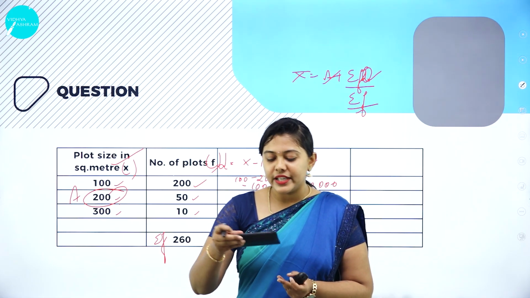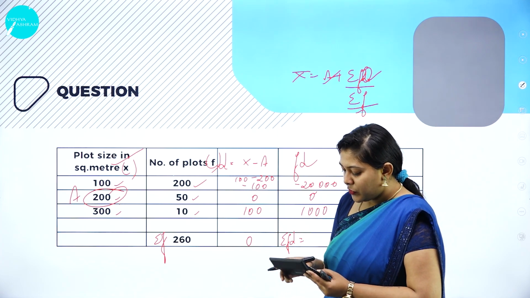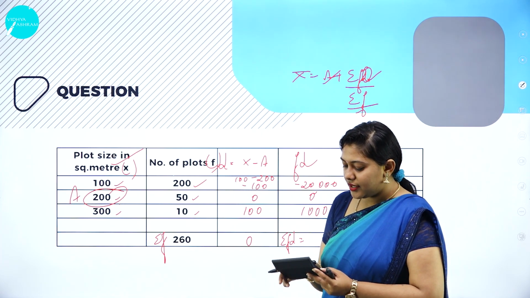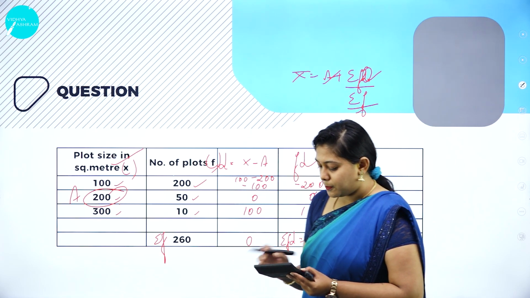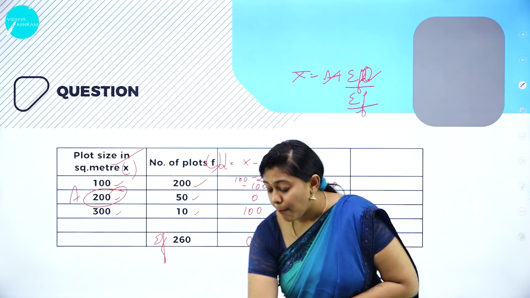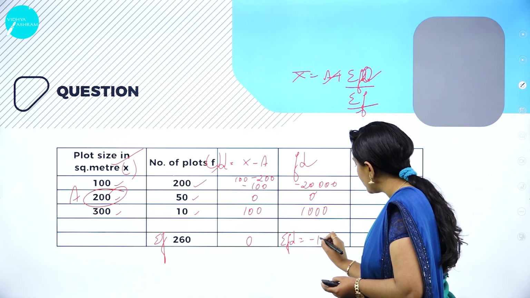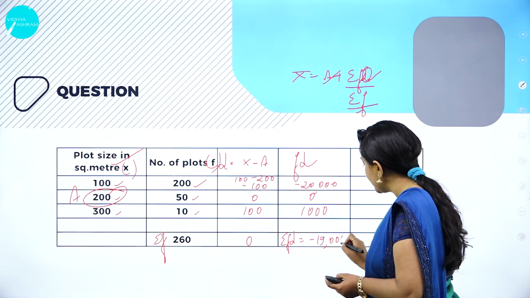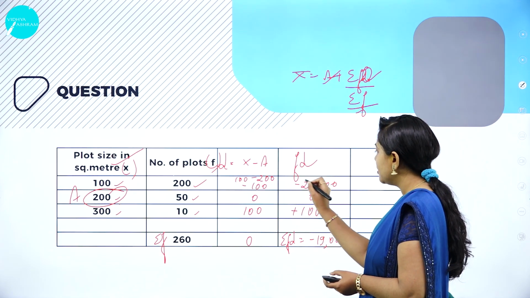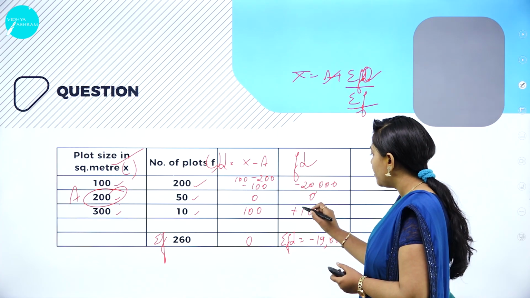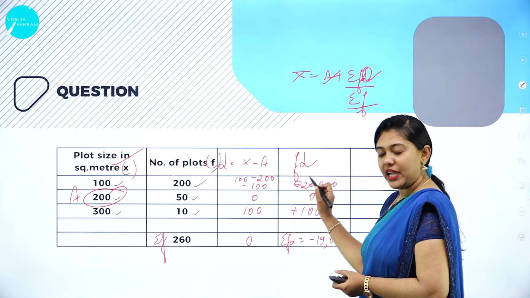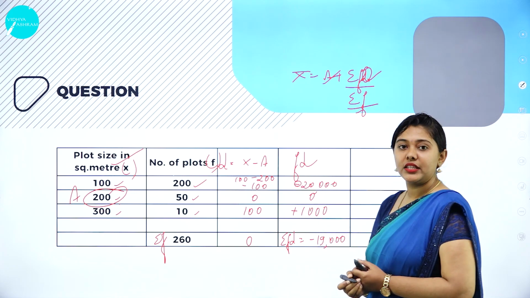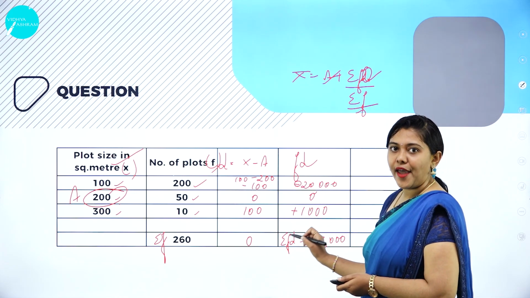Let's use the calculator and see. 20,000 minus 1,000 will be 19,000. It will be minus 19,000. So look at the greater number's sign. This is plus 1,000. This is minus 20,000. Plus and minus gives minus. What is the greater number's sign? Minus. So minus 19,000 is your sigma FD.